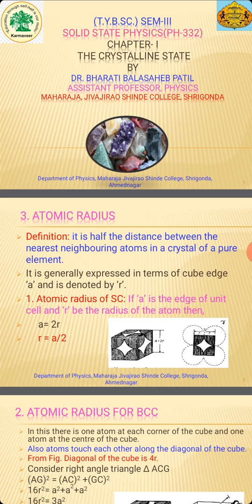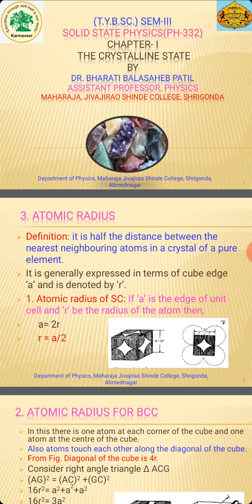or a primitive or an edge, and hence the definition of atomic radius as per crystallography is: it is half the distance between nearest neighboring atoms in a crystal of a pure element. It means that if two atoms are situated very close to each other, then it is the distance between the nearest neighboring atoms. That is, half the distance between neighboring atoms.